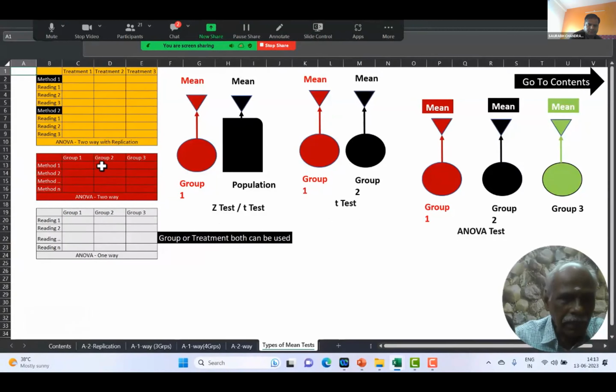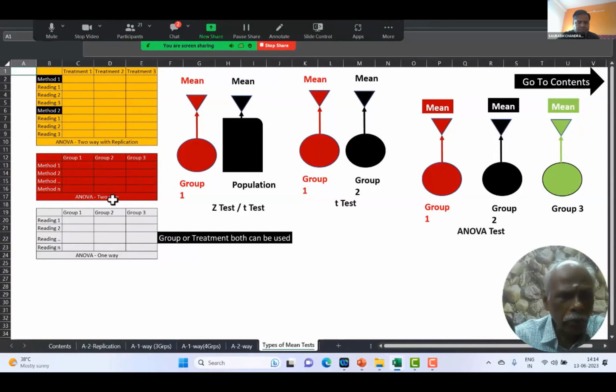And then if there are different methods in each group, then for each group there will be different methods. Method 1, method 2, method 3, and like that. Then we are taking the readings. Then we want to find out which one is the best, or are they the same. And this is called ANOVA two-way.